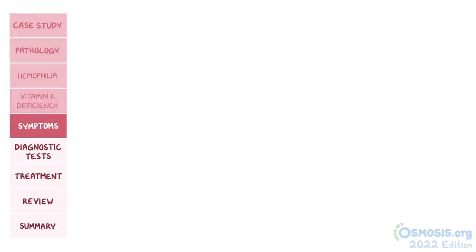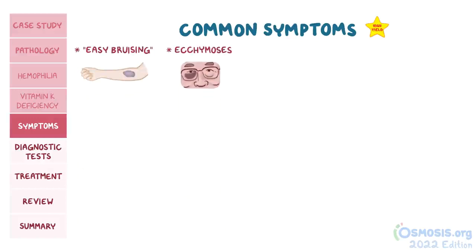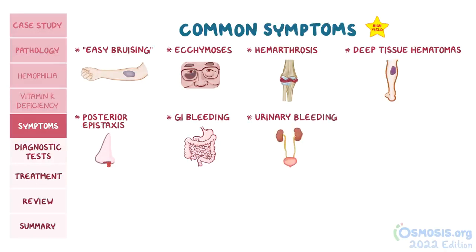Whatever the cause, coagulation problems share some common symptoms. People with these disorders can get large bruises after very minor trauma, and this is called easy bruising. They also suffer from ecchymosis, which is discoloration caused by bleeding under the skin, hemarthrosis, which is bleeding inside the joint space, deep tissue hematomas, posterior epistaxis, which causes a severe nosebleed, GI bleeding, urinary bleeding, and persistent bleeding after surgical procedures.